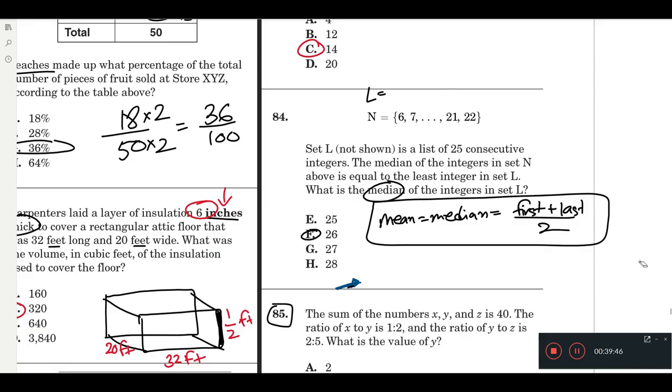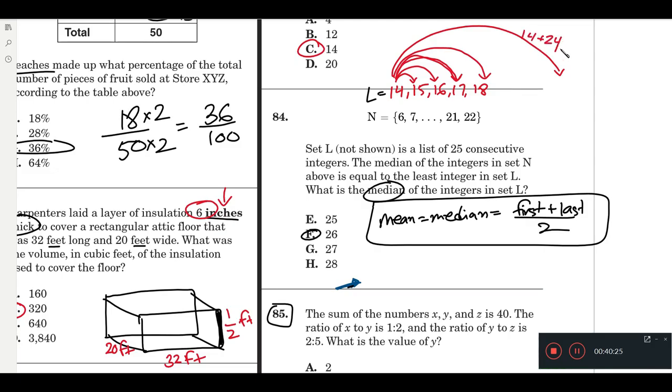Yeah, let me show you what I just said. Now let's take a look at it. Let's say the first number in the set L is what? 14, right? What are you going to add to get the second number? Plus 1, so 15. What are you going to add to get the third number? Plus 2, right? What are you going to add to get the fourth number? 3, right? What are you going to add to get the fifth number? 4. So 1 less than whatever the position is. So what are you going to add to get the 25th number? 24. That's why it's 14 plus 24.